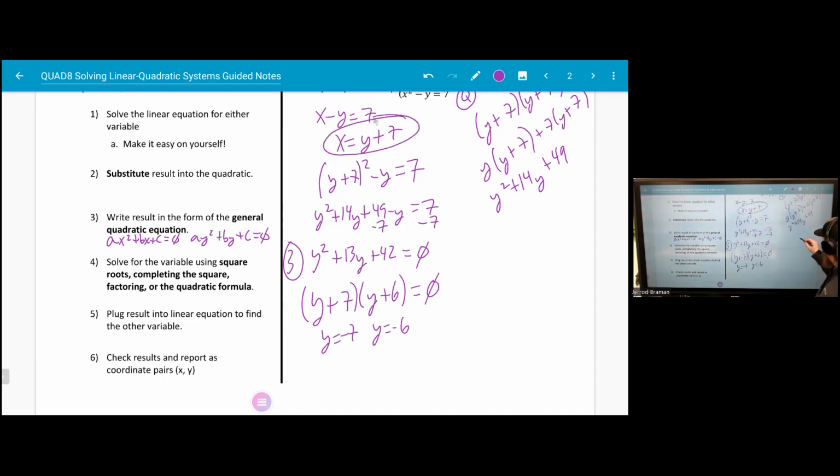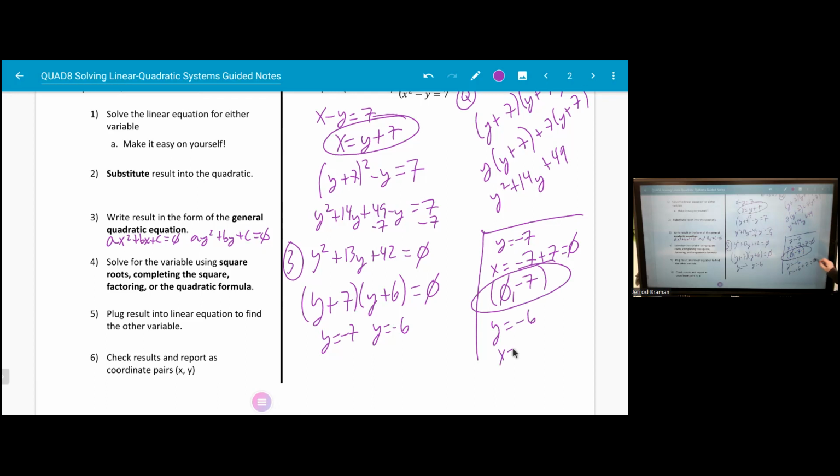So let's go here. When our y is -7, I have x equals -7 plus 7, which is 0. So when x is 0, y is -7, my first coordinate point is 0, -7. That's one of my values. I have to also check when y is -6. X equals -6 plus 7, which is 1. So in other words, 1, -6. These are the two places that the line and quadratic intersect.